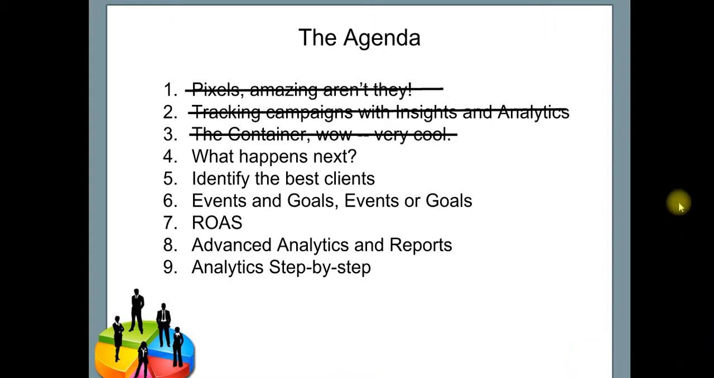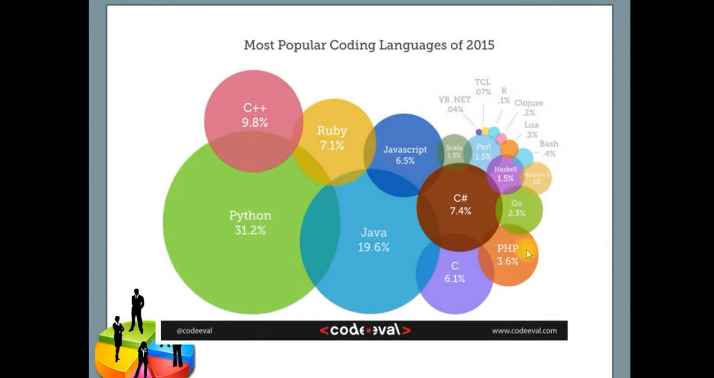Anybody. So, hey, we've covered 3 of the agenda items. Pixels are amazing, aren't they? Tracking campaigns with insights and analytics, and the container, wow, very cool. So what we're on to now is what happens next. Identify the best clients, events or goals, return on ad spend, advanced analytics and reports, and then analytics step by step. I think quite a few of these are the same thing. They're just going to all merge right together. Don't worry about it.